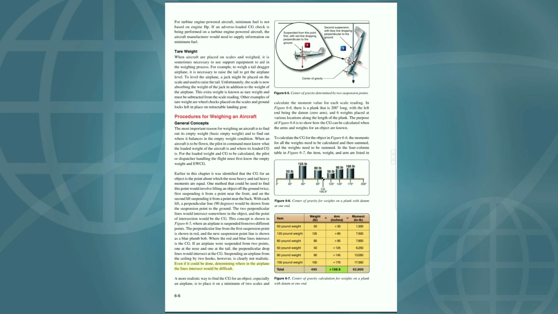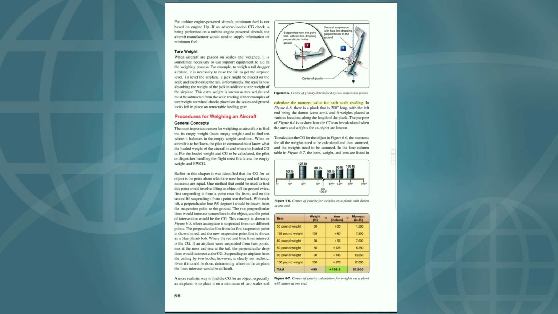Even if it could be done, determining where in the airplane the lines intersect would be difficult. A more realistic way to find the CG for an object, especially an airplane, is to place it on a minimum of 2 scales and suspend it from this point first, with the red line dropping perpendicular to the ground. Second suspension, with the blue line dropping perpendicular to the ground. Figure 6-5. Center of gravity determined by 2 suspension points.